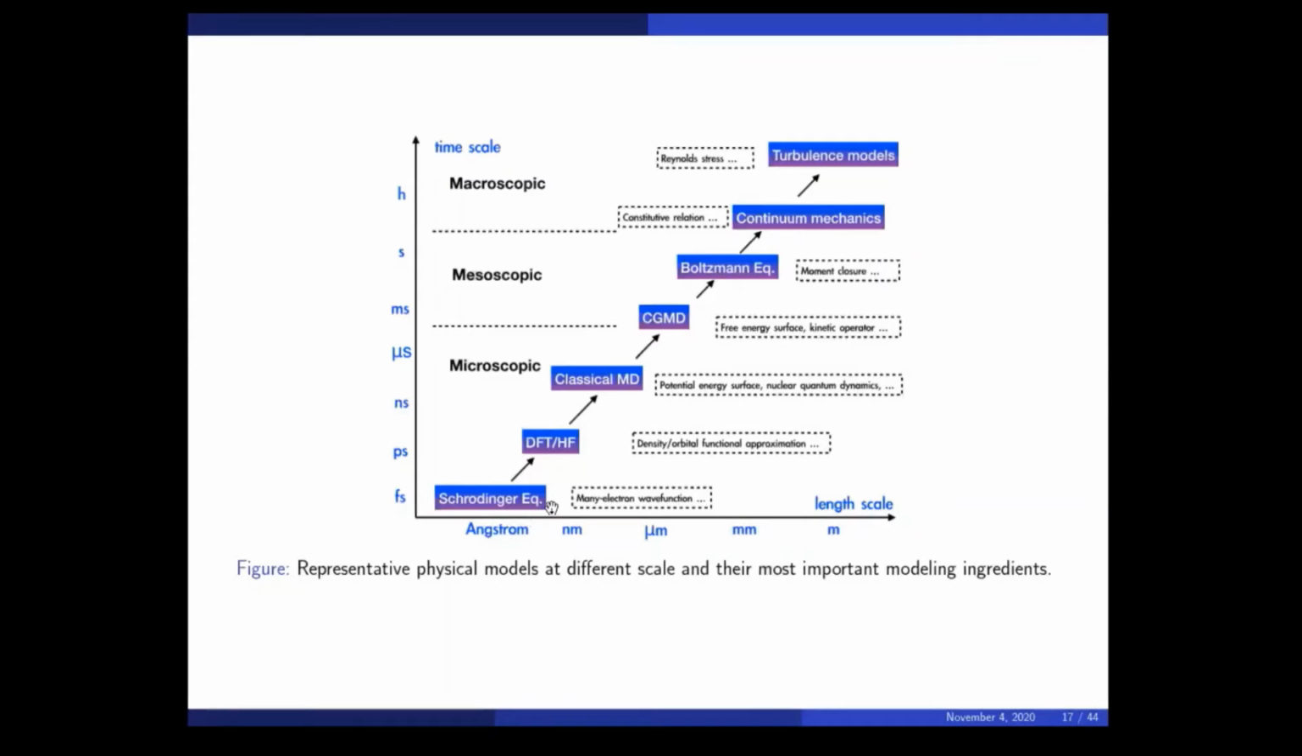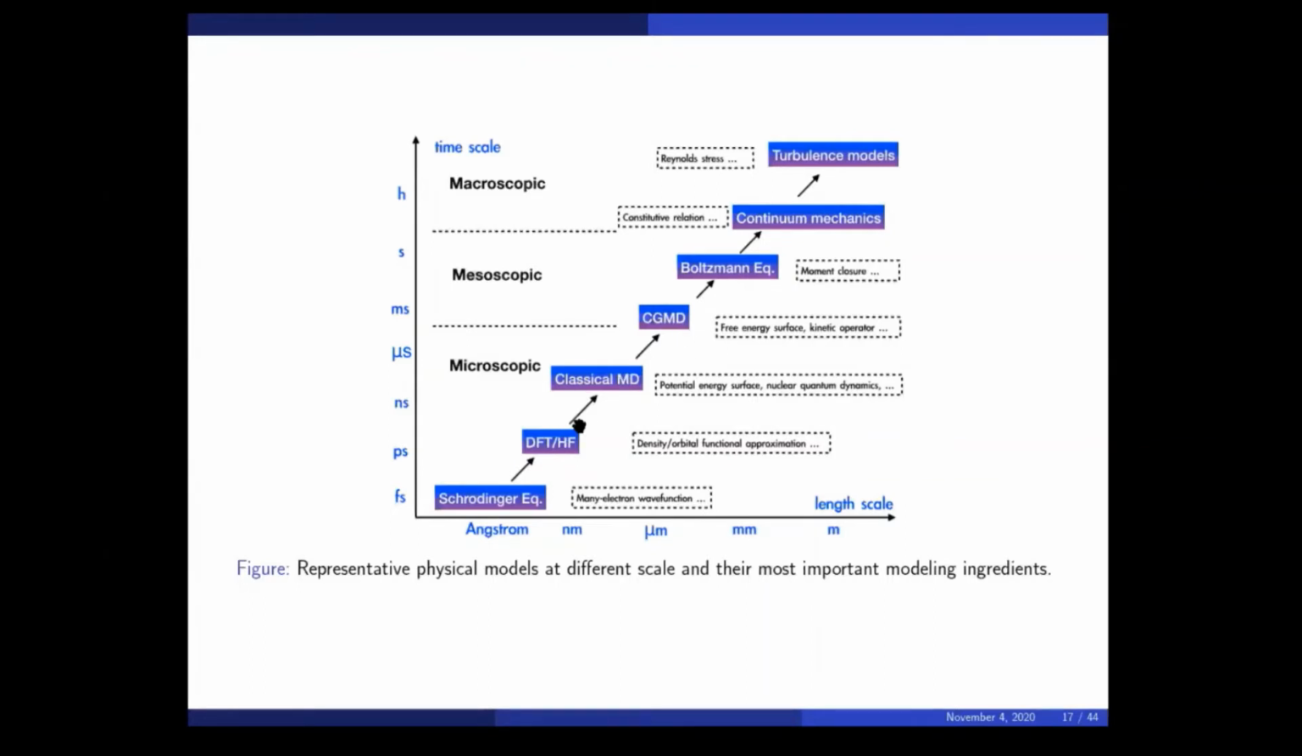All the important physical models, going from the Schrödinger equation, quantum mechanics, all the way to the Navier-Stokes equation, elasticity, continuum mechanics, turbulence models, and the Boltzmann equation, and then coarse-grained molecular dynamics, density functional theory. This is the hierarchy of physical models, and integrating these different physical models together has been the ultimate objective of multi-scale modeling. And it was very difficult 10 years ago.